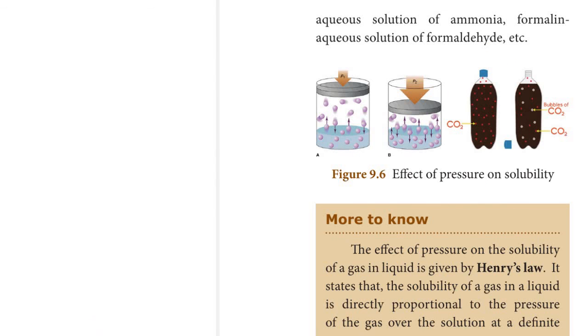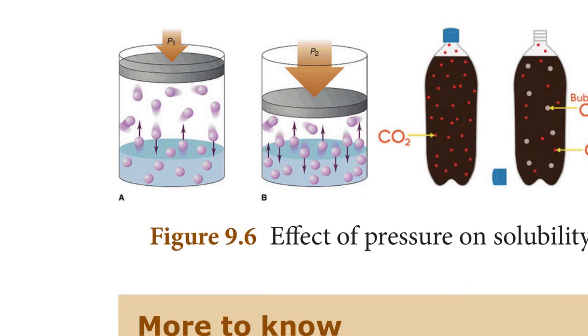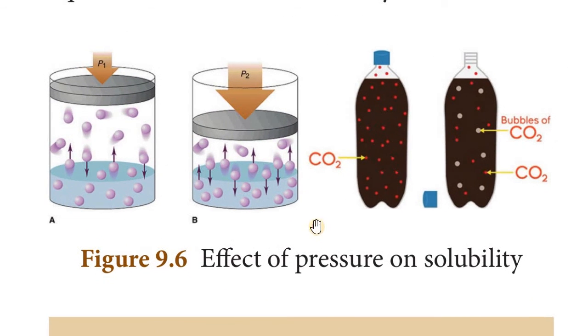See, effect of pressure on solubility. Look into this figure, you will be able to understand. P1 is the first pressure, P2 is the second pressure. Now this pressure is much more than P1. So if I keep on pushing this, where will this gas go? It will just enter the liquid. So this is basically increasing the presence of gas inside the liquid.